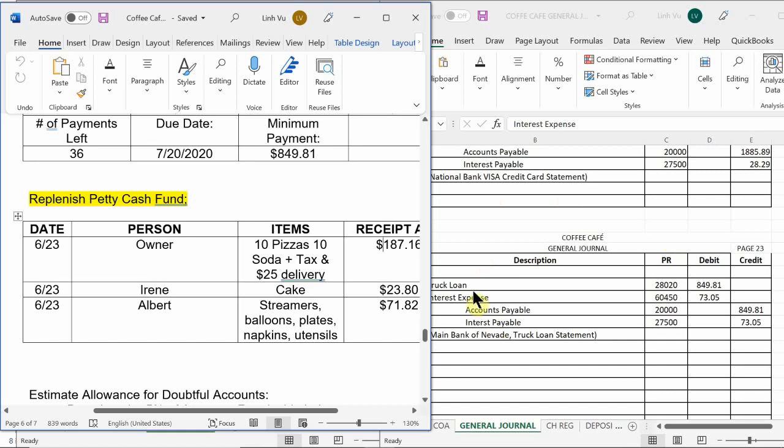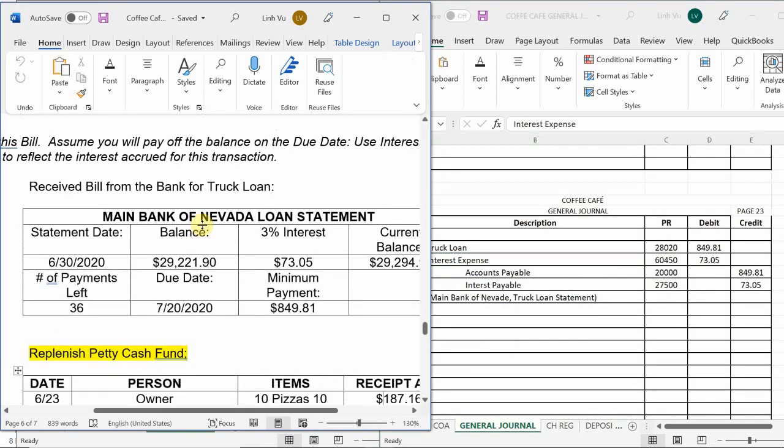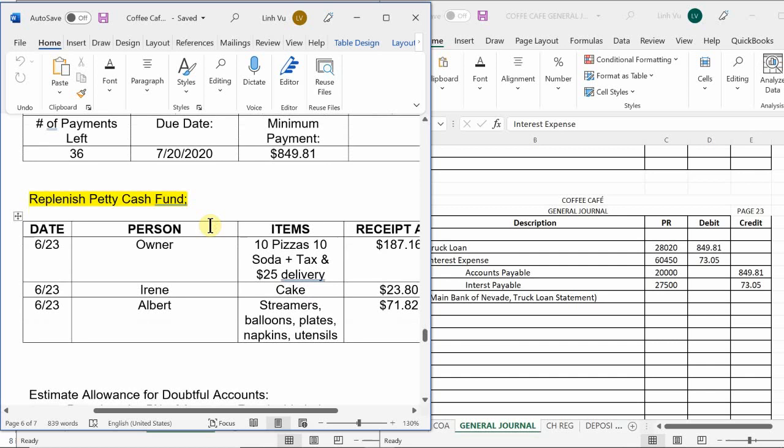Right, so here we go. This is where we left off. We just entered in our bill for our truck loan. Okay. So now the next thing that we have here is that we need to replenish the petty cash drawer.